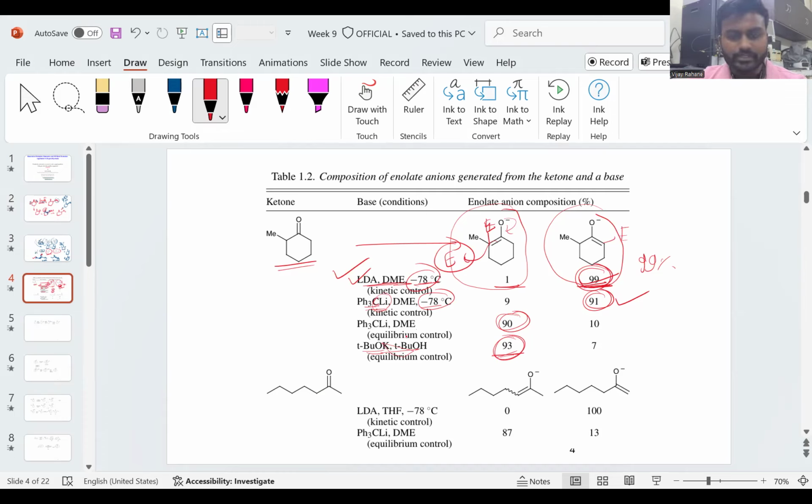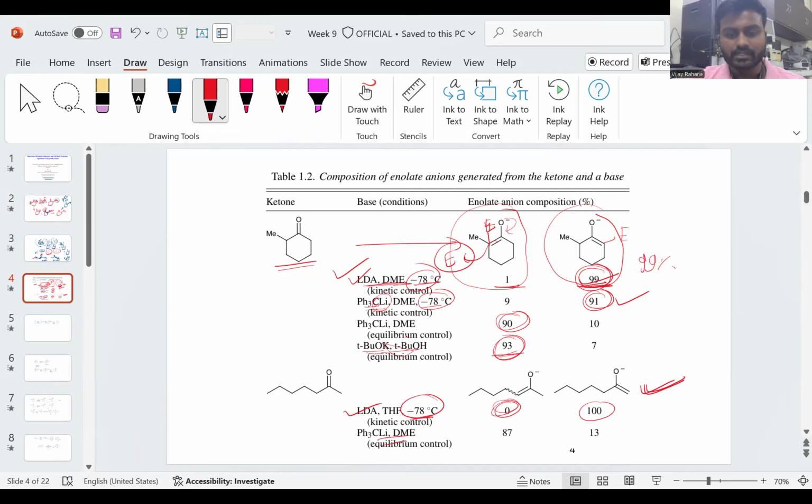Further, the next reaction, if you see here, if you add LDA at minus 78 degrees Celsius, again in this case, sorry, the thermodynamically stable enolate is not getting formed, but the enolate is formed via the kinetically controlled manner, because this is performed at minus 78 degrees Celsius.